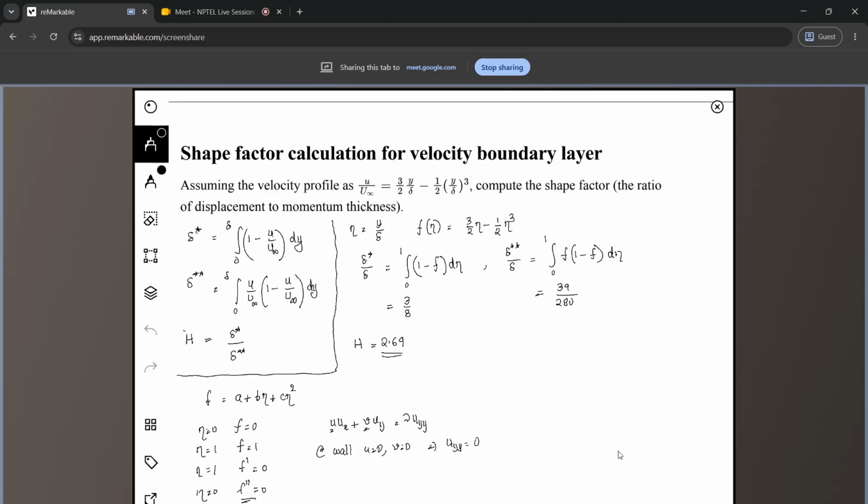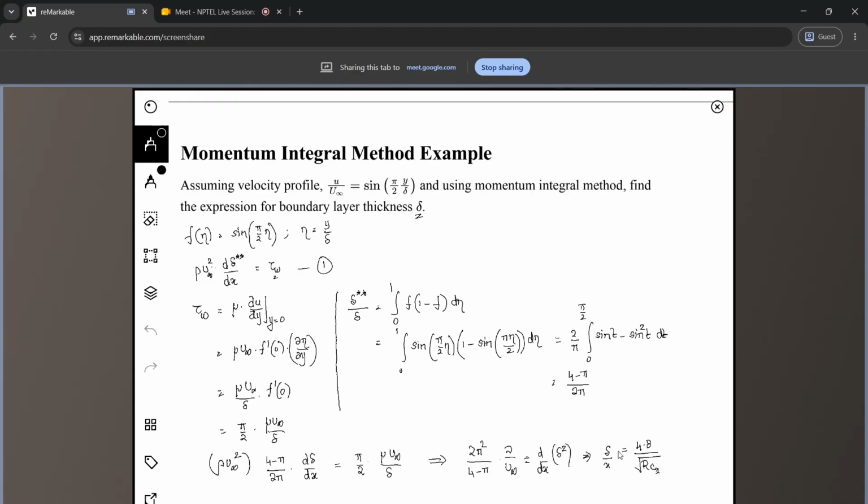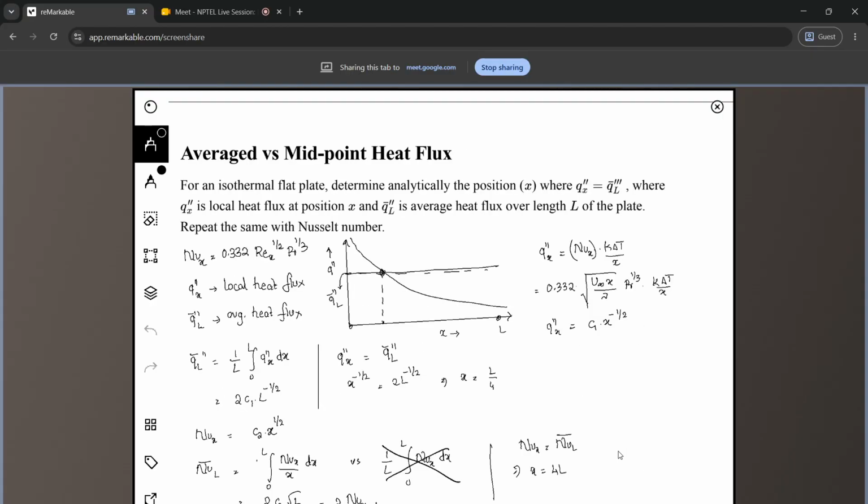Then we have discussed some problems on how to actually calculate something called a shape factor from the displacement and momentum thickness, which gives us an indication of the type of boundary layer we are having, laminar versus turbulent. And then we discussed some problems and applications of how to use the momentum integral technique to calculate the boundary layer thickness using an assumed velocity profile. Then we solved another problem to understand how to use the correlations that we already have and how to calculate the average Nusselt number in the way that is usually reported in the literature.